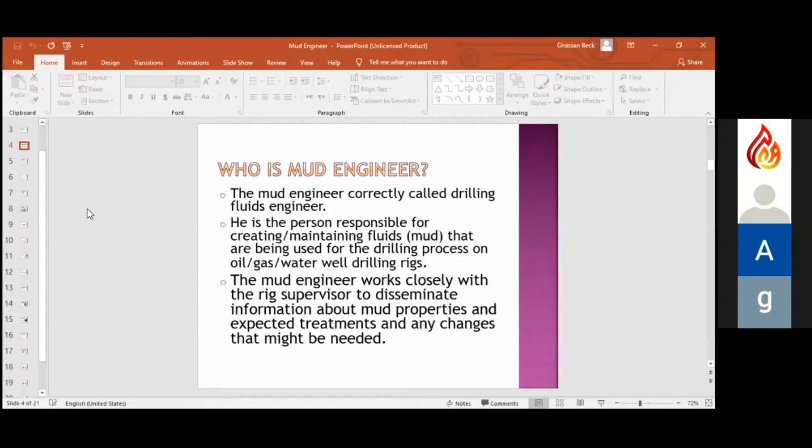Now, the information about mud departments. Okay, mud engineer. Before, in the last time, they called him mud man or something like this, but now, because most people in the industry are educated, it's being called mud engineer. Now, most mud engineers are engineers.